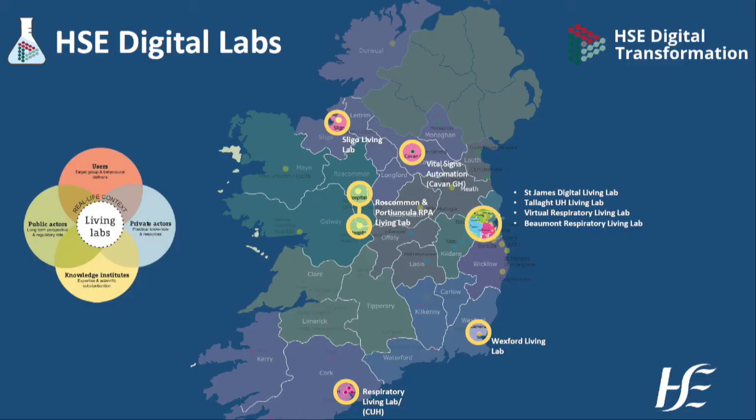So last week we were very pleased to announce publicly 10 new living labs spread across the country, from Sligo to Cork to Roscommon to Wexford to Cavan to Dublin. One of the ones we're most proud of is our vital signs automation living lab in Cavan, and that has recently moved, or is moving, from a proof of concept to a demonstrator.